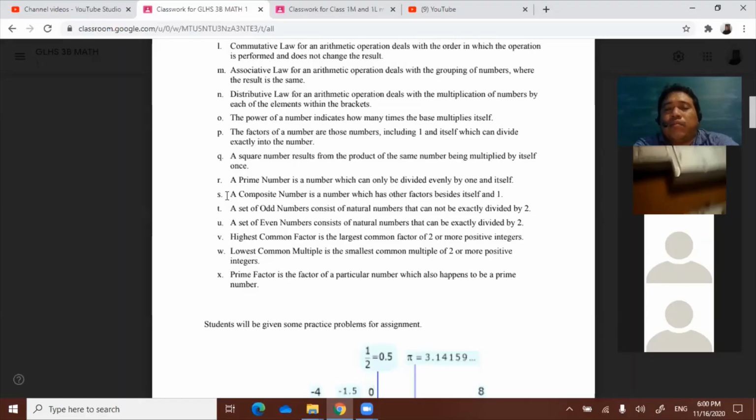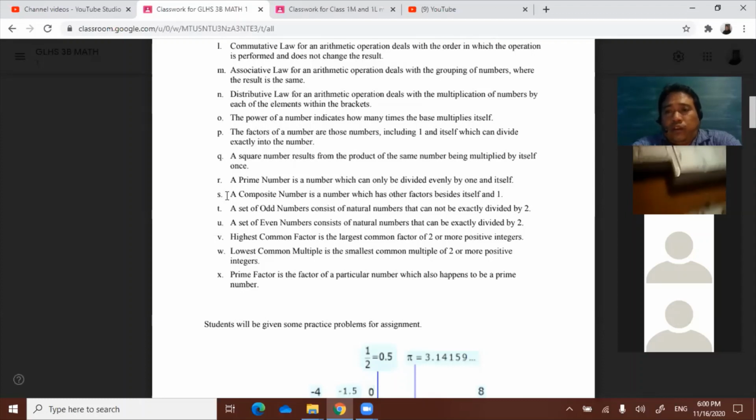Lowest common multiple. The lowest common multiple is the smallest common multiple of two or more positive integers.